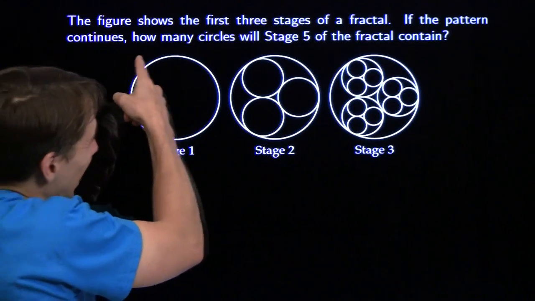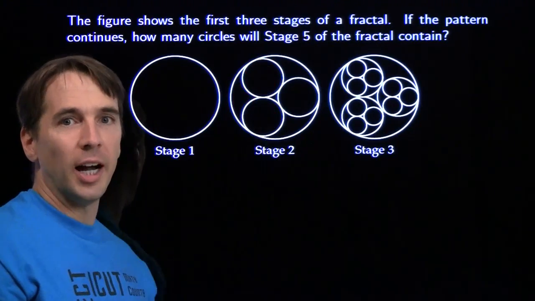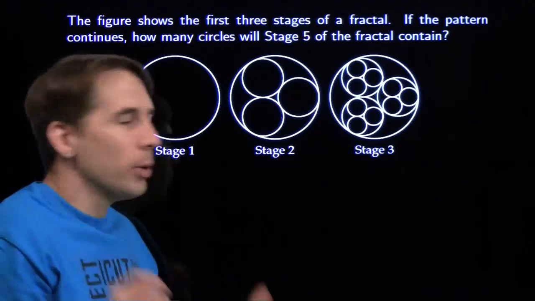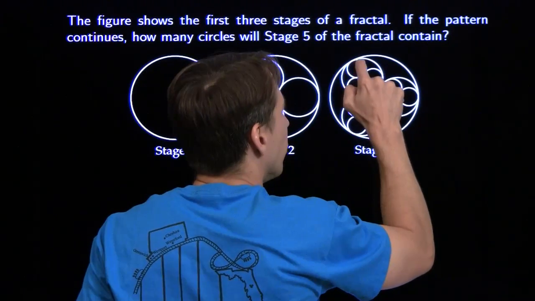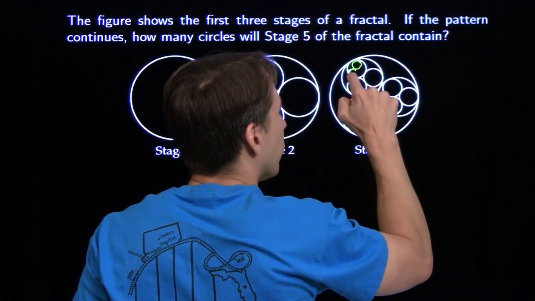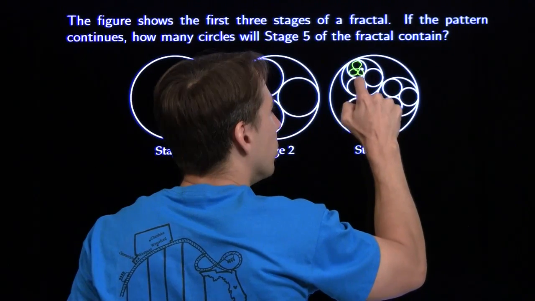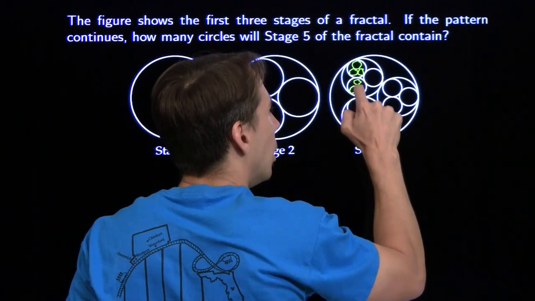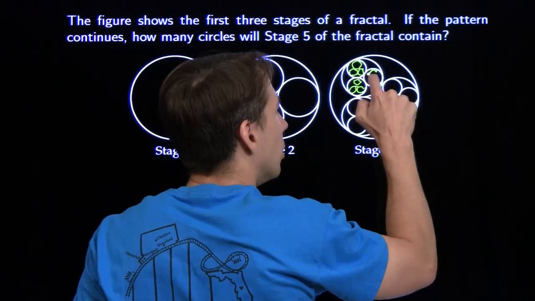And the question asks us, how many circles are in stage 5? Well, that's easy. All we have to do is draw stage 5 and count the circles. Here we go. Put 3 little circles in each one of these. 3 little circles here. 3 little circles.